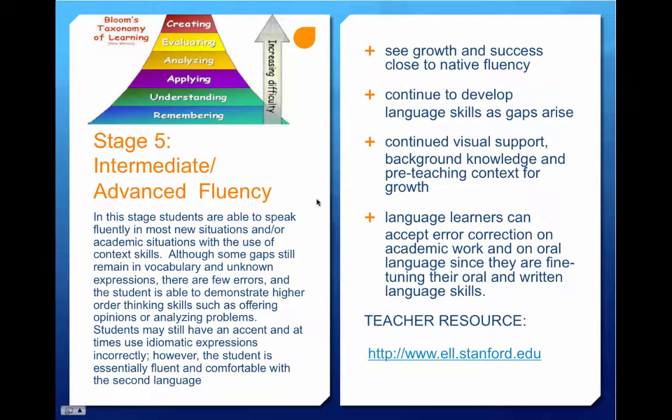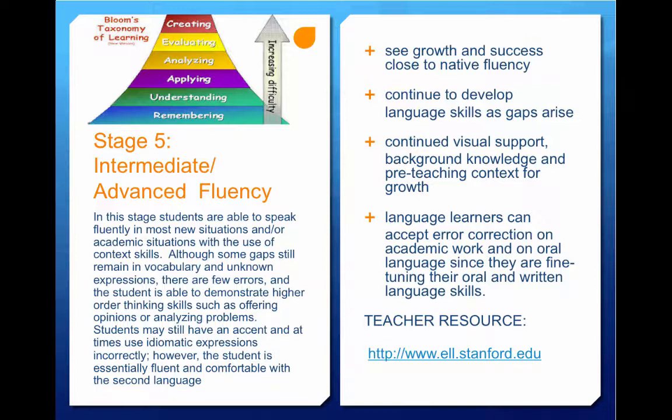So now let's take a look at that very last stage, which for us is the stage where oftentimes we're releasing students from services in English language learning and putting them in monitoring. English language learners, when they hit the intermediate or advanced fluency stage, are able to speak fluently in most situations, and even sometimes in most academic situations, even with the use of academic vocabulary.